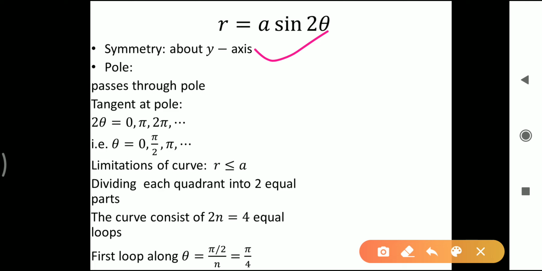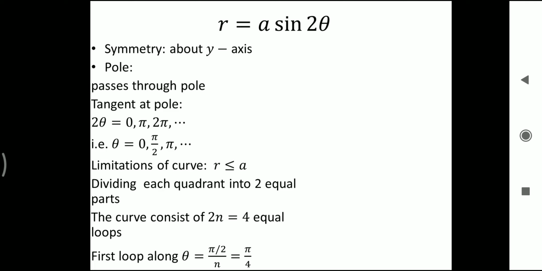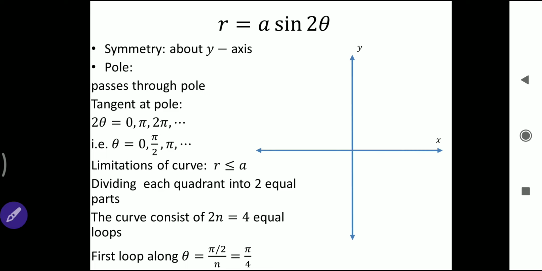Now when you put the different values of theta, you are going to get the maximum value of r, because the maximum value of sine is plus 1 or minus 1. So your r will be plus or minus a as the maximum value. Now we are going to divide each quadrant into 2 equal parts because your n is 2. Number of loops will be 4. First loop at pi by 4. Okay, so your curve will look like this.